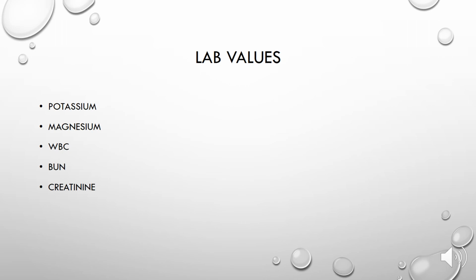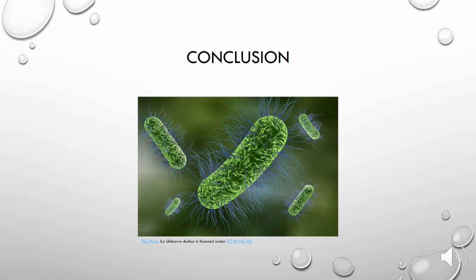Some of the lab values that we want to watch for when having a C. diff patient are those electrolytes, such as potassium and magnesium. You also want to monitor their WBCs and the BUN and creatinine, because we know they're having a lot of diarrhea and we just want to make sure they're not getting dehydrated.